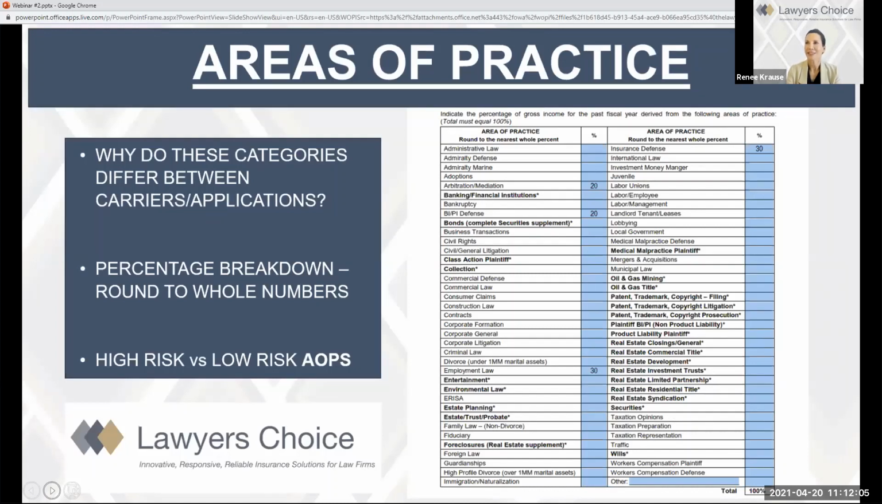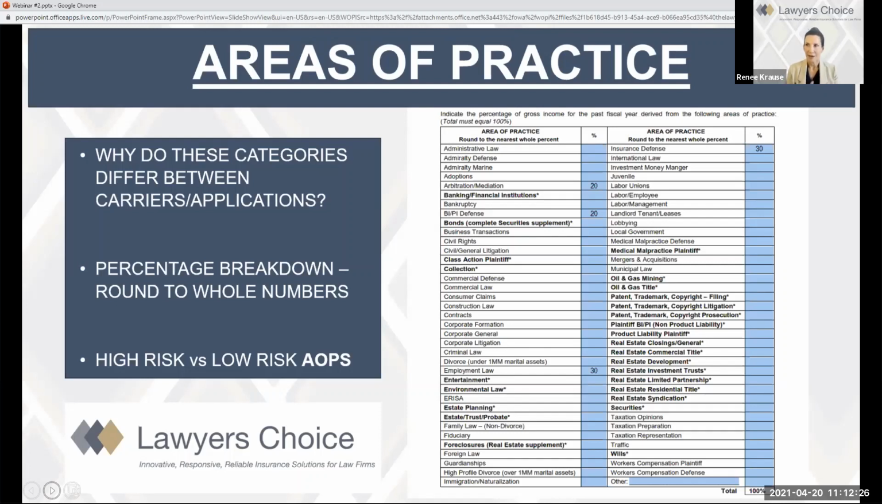Okay, I know this is a common section. It's areas of practice. So this is tied into the underwriter's appetite for types of firms that they want to insure. Everyone's a little different, and what is not preferred for one carrier could be exactly what they're looking for.